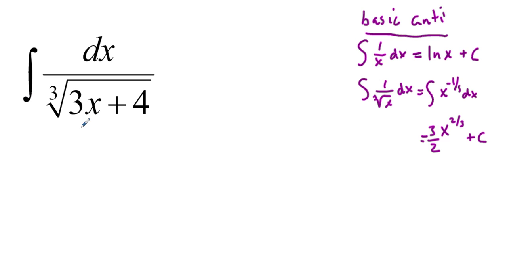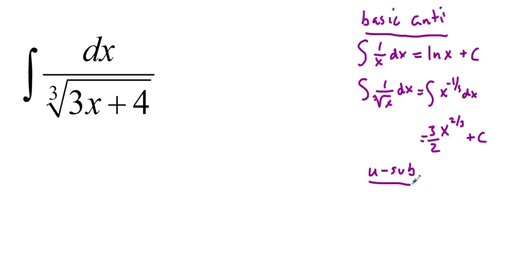We come to this problem, and what you notice is you first see if you have a basic antiderivative. In this case, we don't. We have this cube root, but we have 3x plus 4, which is not necessarily basic. It has something inside of the cube root. So if you find yourself saying, hey, I have something inside of something else, what we are going to use is what's referred to as U-substitution.